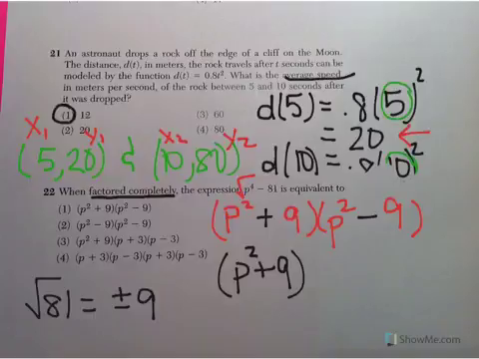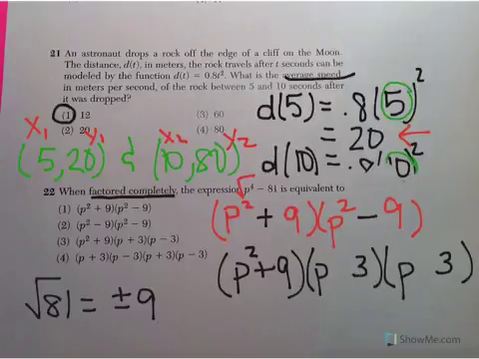The p squared minus 9, like I said, is the difference of two perfect squares. The square root of p squared is p, and the square root of 9 is 3. And now we need a plus and a minus, so our answer will be choice 3.